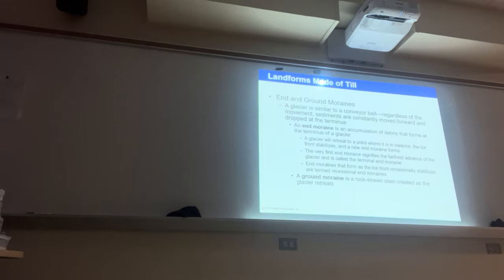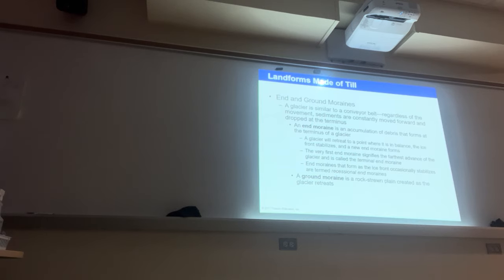We said that glaciers are similar to a conveyor belt in how they move. Regardless of the movement, sediments are constantly being pushed forward and dropped at the terminus. The end moraine is an accumulation of debris that forms at the terminus of the glacier. This is the pile your plow pushes forward. The glacier will retreat to a point where it's in balance, and then it will form a new pile.